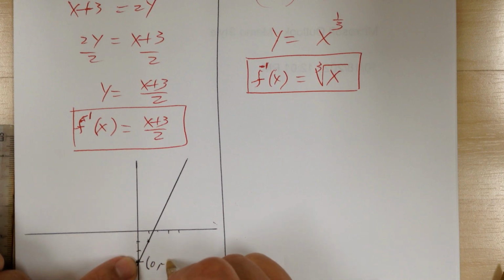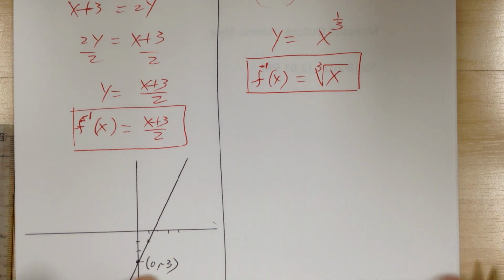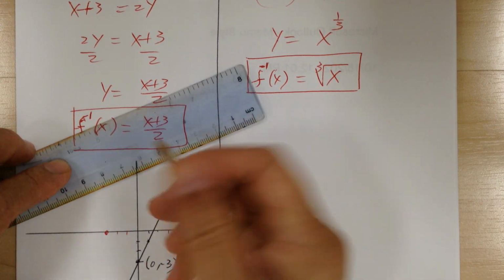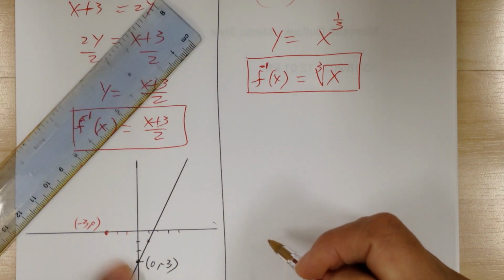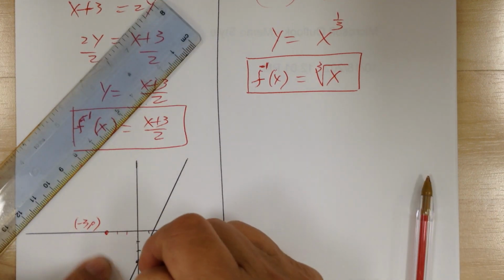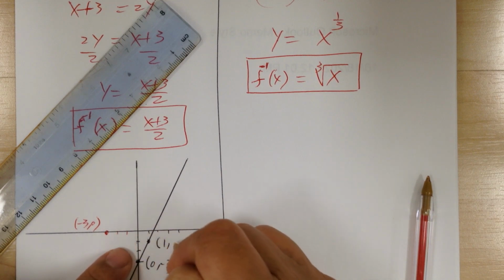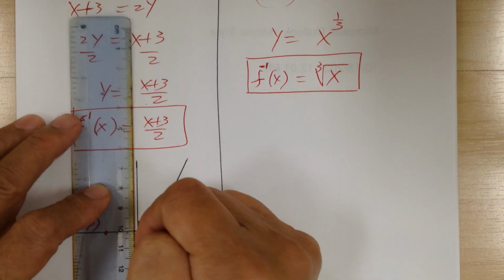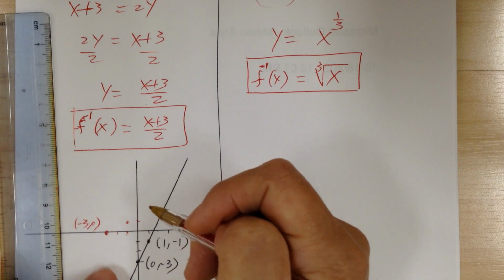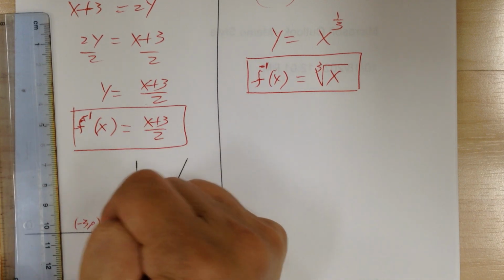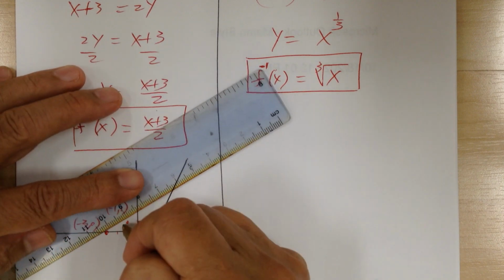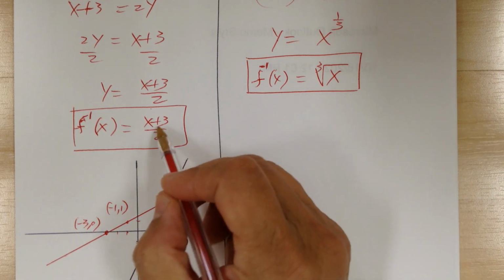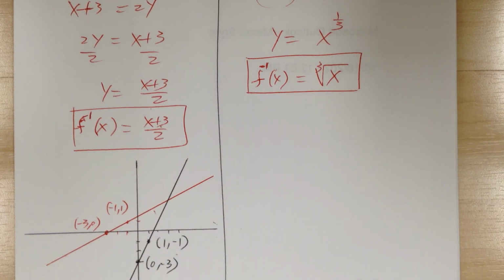So this is 0, negative 3. When you switch over, this becomes negative 3, comma 0. See that? And this point over here is 1, comma negative 1. So when you switch over, this becomes negative 1, comma 1. And again, you just go ahead and connect the two dots. So this is your inverse function, and this is your original function.